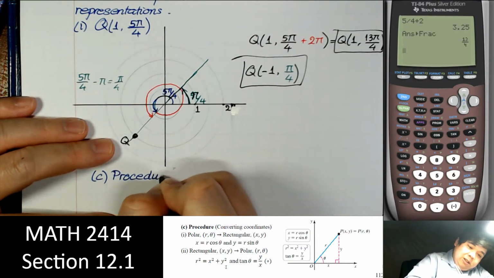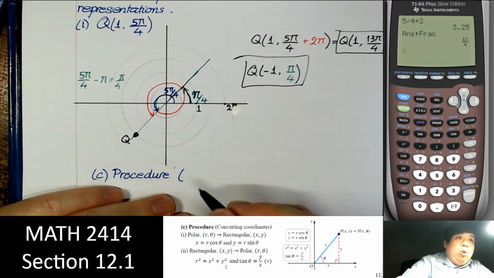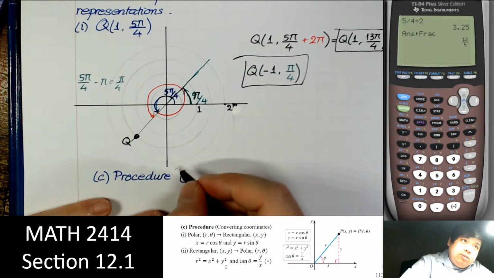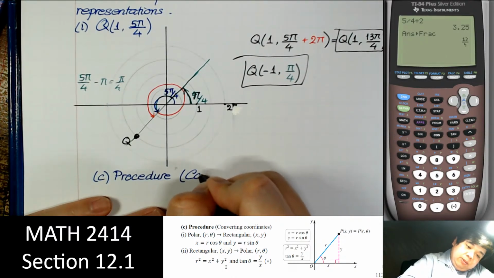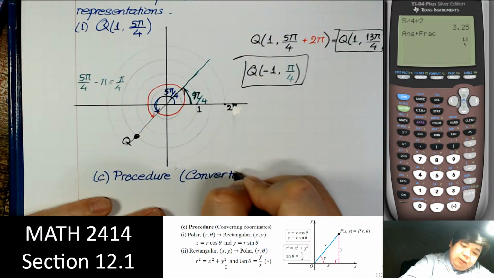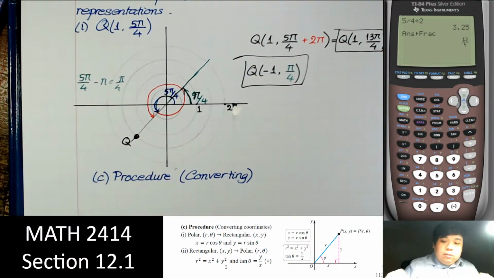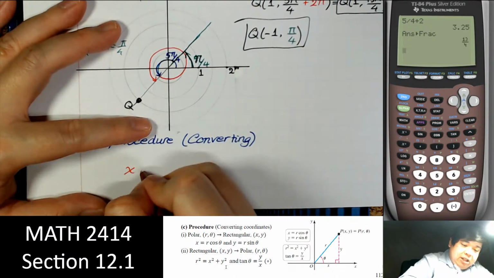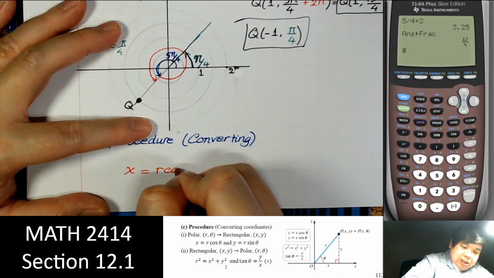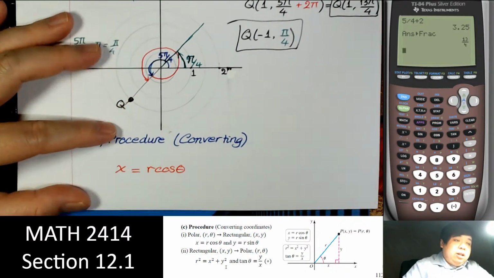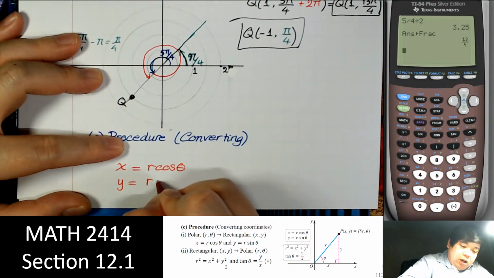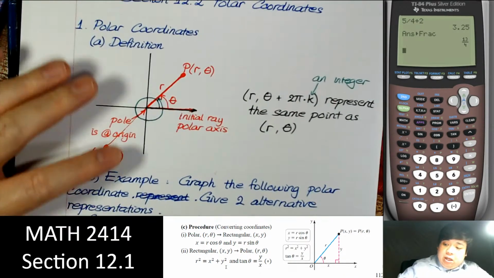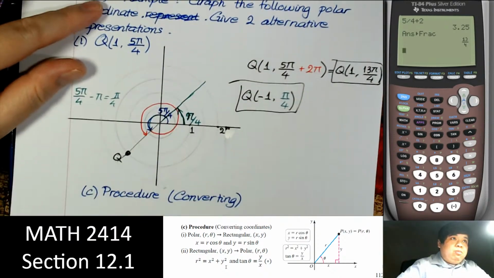We need to know how to go from polar coordinates to rectangular coordinates. I will summarize as this. We have x equal to r cosine theta and y equal to r sine theta. This should be rather obvious because I'll go back to the note.